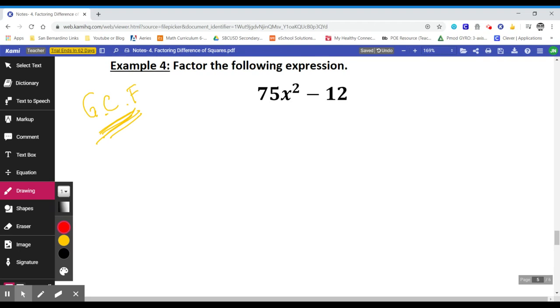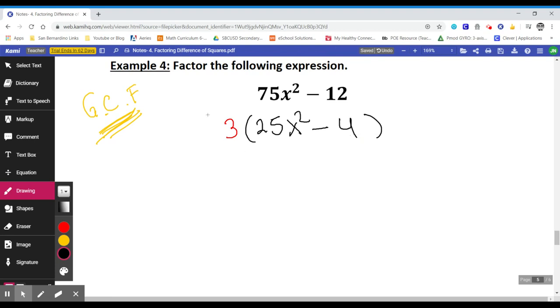So 75x squared and negative 12, the answer for that would be 3. So 3 is actually factored out of both of those things. And now we have to figure out what goes on the inside. 3 times 25 would give me 75. I also need an x squared there, and then a minus in the middle. 3 times what will give me 12? Well, the answer for that is 4.